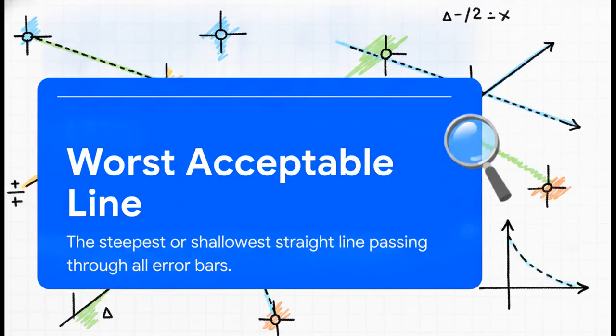Now let's look at some slightly more advanced graphing techniques. In highly detailed graphs, we draw these things called error bars on our data points to visually represent our calculated uncertainties. This allows us to draw what's known as the worst acceptable line. This is the steepest, or the shallowest, straight line you can possibly draw that still manages to pass through every single error bar on your graph. Finding this worst acceptable line allows you to calculate the maximum and minimum possible gradients, which gives you a definitive, mathematically proven range of uncertainty for your final result.